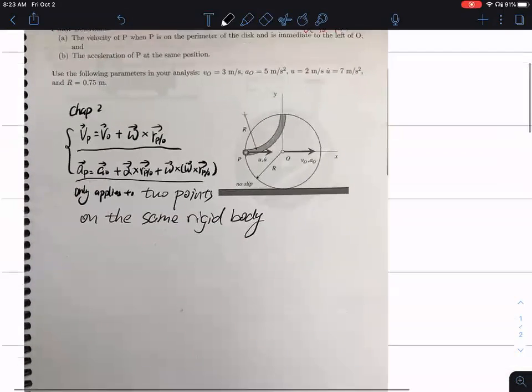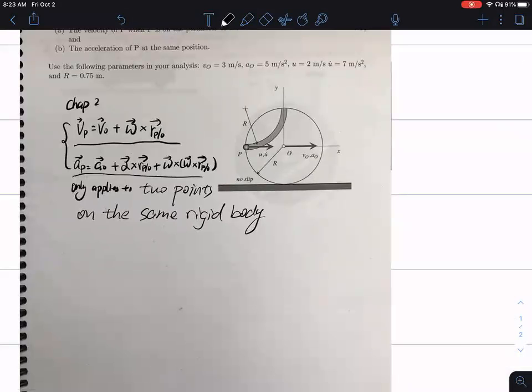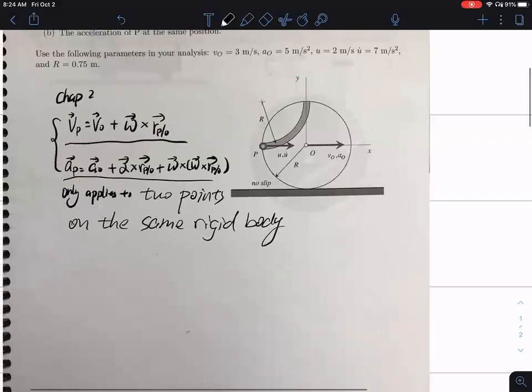This is chapter 3, the new equations we learned. It's very similar to those equations, but it's different. The equations we learned in chapter 3 apply to a situation like this: you have a rigid body, and maybe a particle or something is moving relative to that rigid body. The equation can be used for that situation. So that's something I want to clarify, because I saw some of you already making that mistake. Now let's look at how we solve this problem.